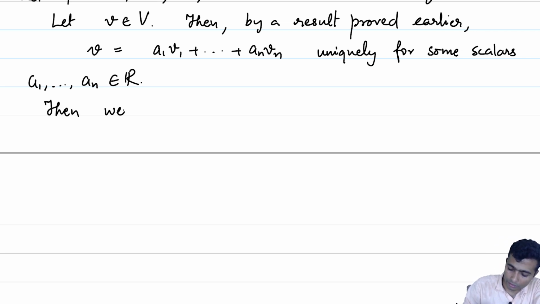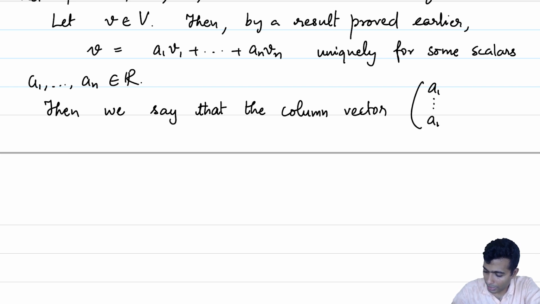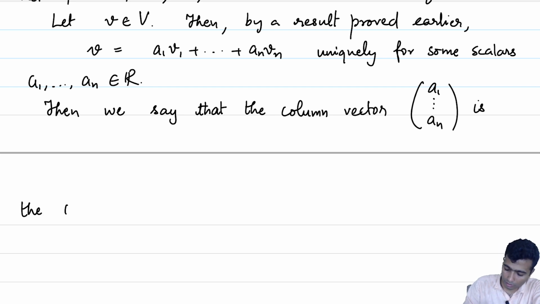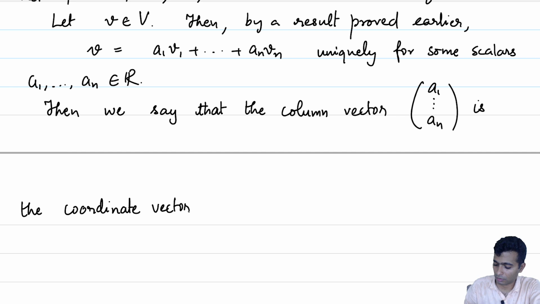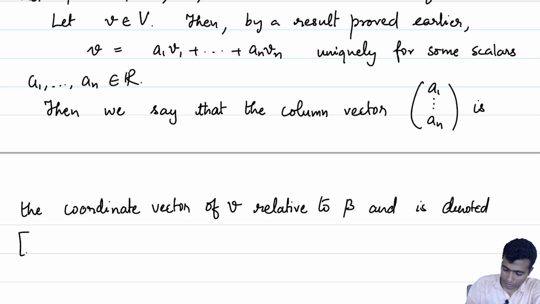Then we say that the column vector a1 dot dot dot up to an is the coordinate vector, or coordinate representation, of v with respect to, or relative to, beta, and is denoted v with a superscript beta.